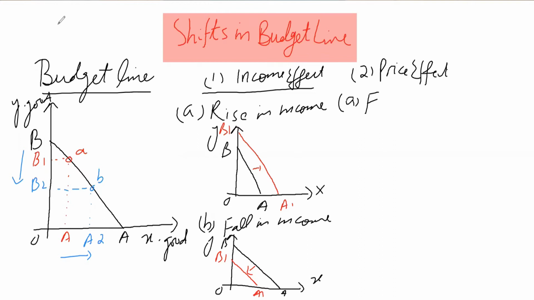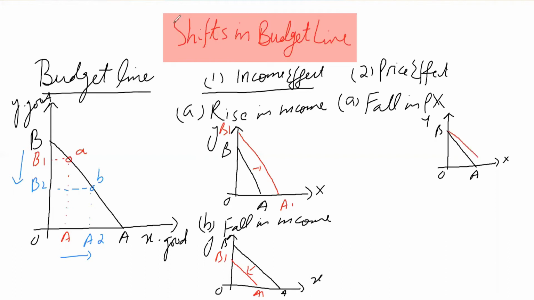The second situation which shifts budget line is price effect, and we suppose that there is fall in price of x. Px stands for price of x. Now if there is fall in price of x, it means purchasing power of consumer has increased to purchase greater quantities of x good only, so the purchasing power for y is remaining the same. So budget line will pivot and shift to the right on x axis.